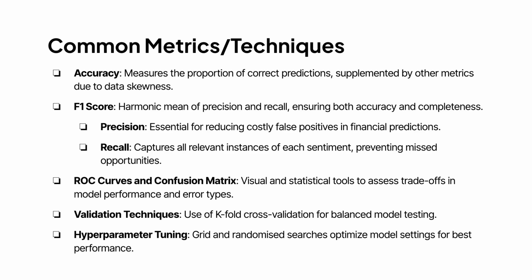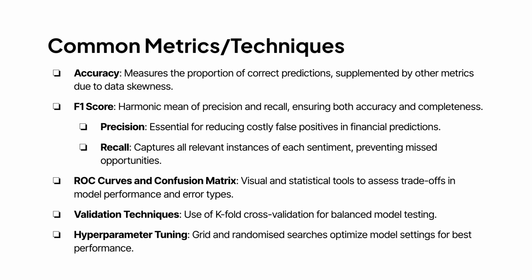We also use a confusion matrix to understand the types of errors our models make, which is crucial in financial contexts where errors can have substantial implications. Furthermore, we analyze our models with ROC curves, assessing their ability to distinguish between sentiment classes effectively. This helps in fine-tuning the sensitivity and specificity of our models. For model validation, we employ k-fold cross-validation, using both standard and repeated methods to ensure thorough evaluation.